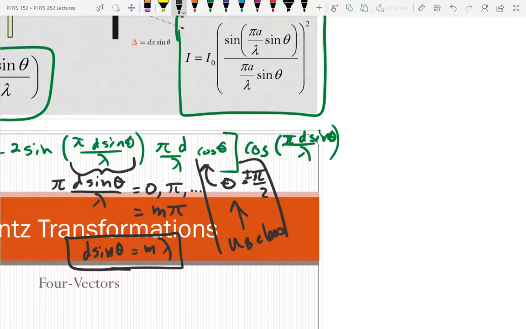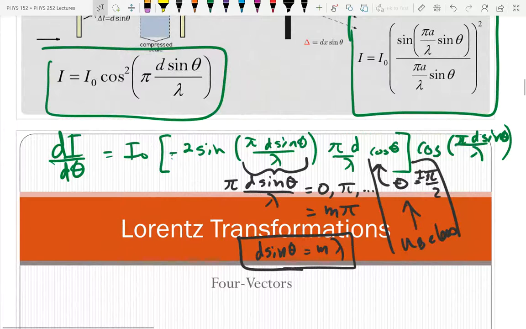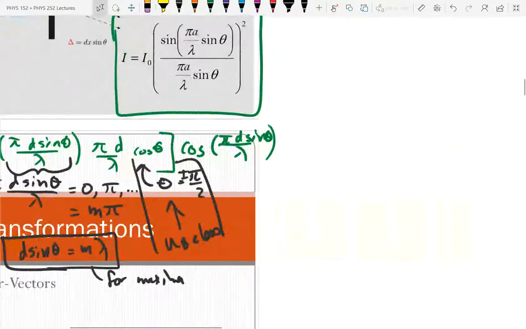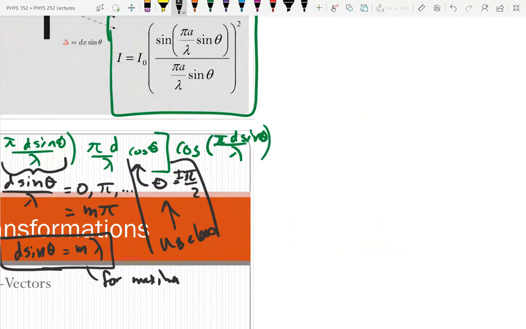And if we go back, we can say right away, well, if theta is 0, then cosine is 1. So those are solutions for maxima. Which means that these other set of solutions must be the minima.